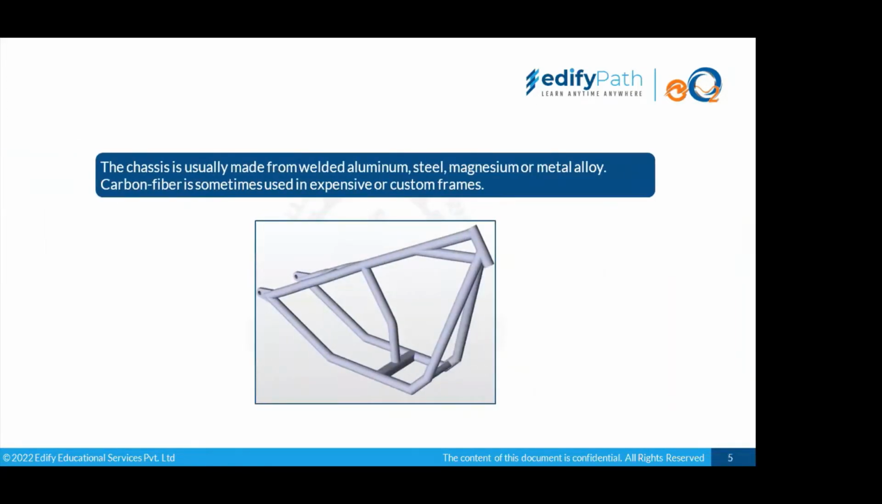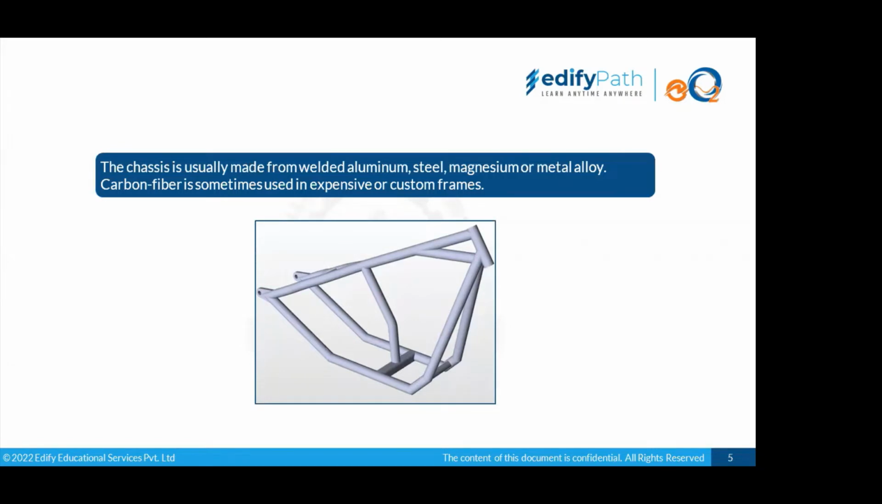So chassis is usually made from welded aluminum, steel, magnesium, or metal alloy. Carbon fiber is sometimes used in expensive or custom frames. So the chassis is normally made up of aluminum or steel. Generally, we use SS, or the stainless steel that we call. We use the chassis made out of them, very widely used. Then magnesium or metal alloys are used to give strength to the chassis.